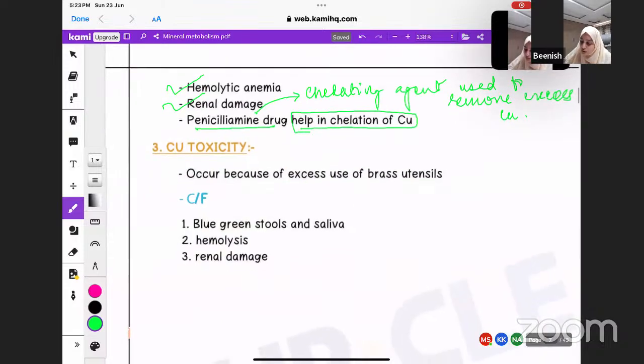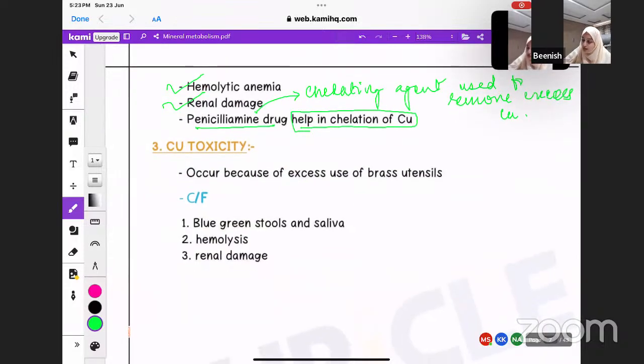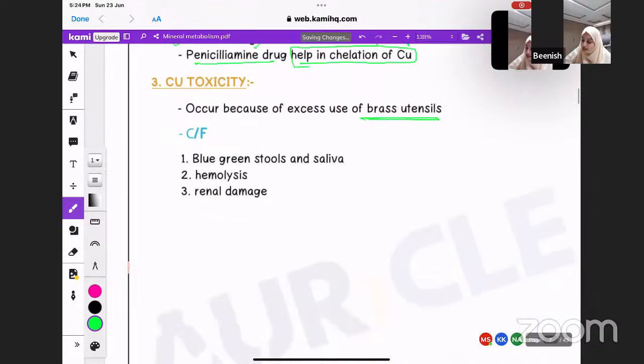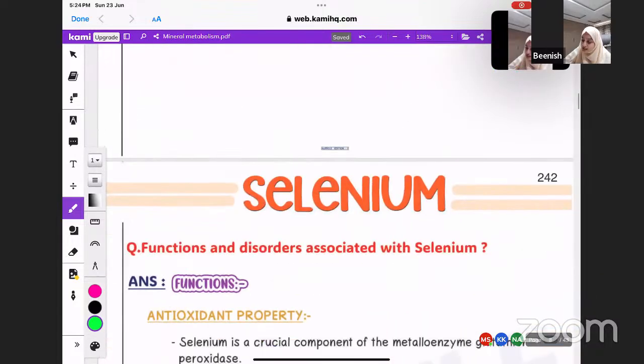Now talking about copper toxicity, it occurs because of excess use of brass utensils. So if you use brass utensils, it causes toxicity. Clinical features include blood in stools and saliva, hemolysis, and renal damage. So that was all about copper. Now talking about selenium, its functions and associated disorders.